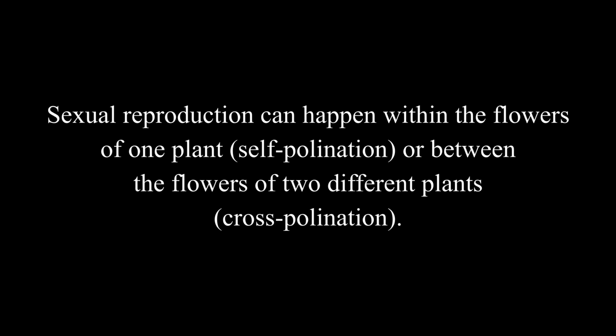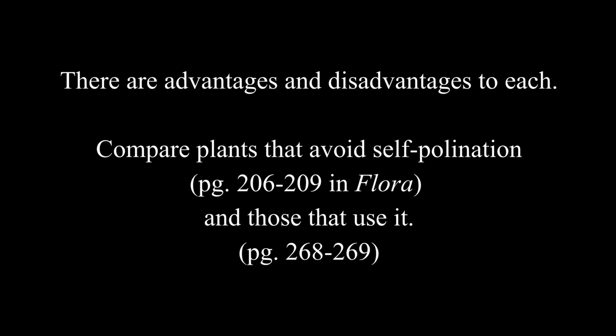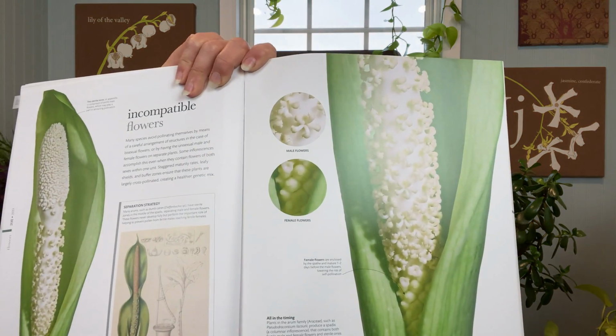All right, next question. Sexual reproduction can happen within flowers of one plant, self-pollination, or between flowers of two different plants, cross-pollination. There are advantages and disadvantages of each. Compare plants that avoid self-pollination and those that use it. All right, I'm going to read you two pages because they're so fascinating. First up is page 208. Okay. So here's our plant for the day.